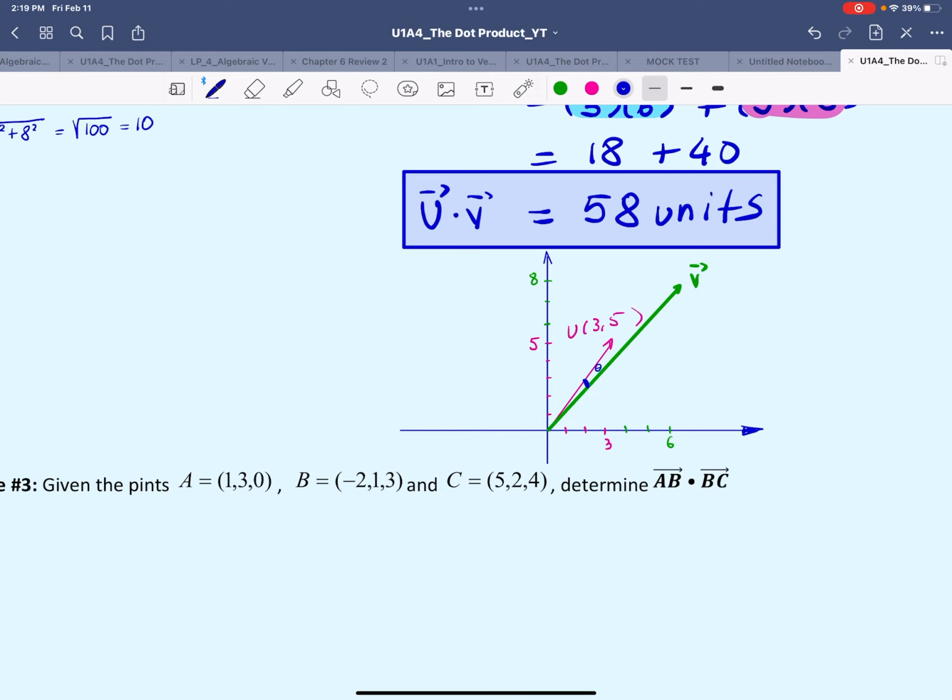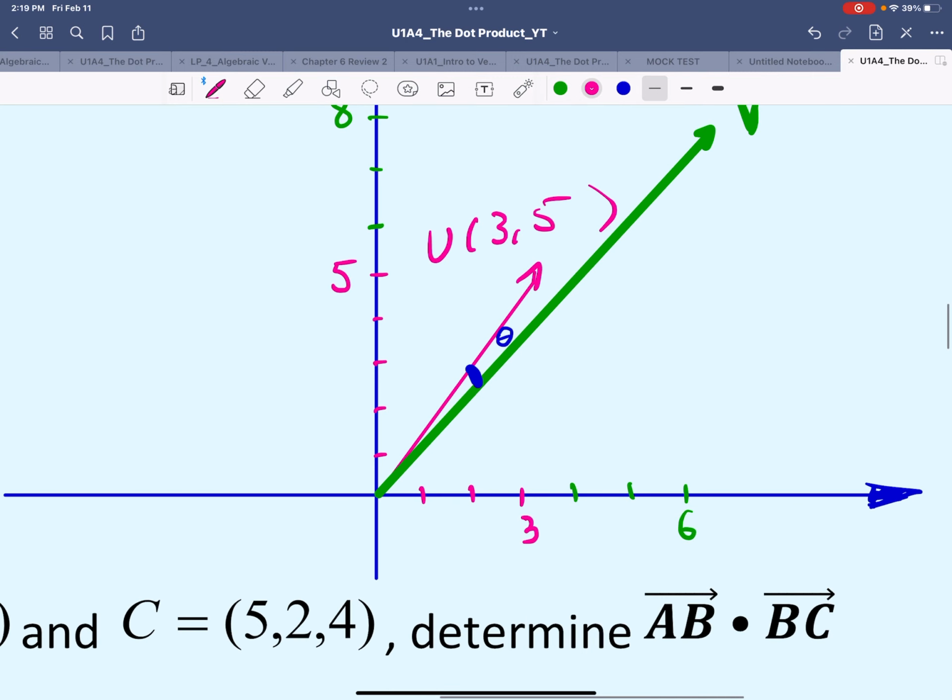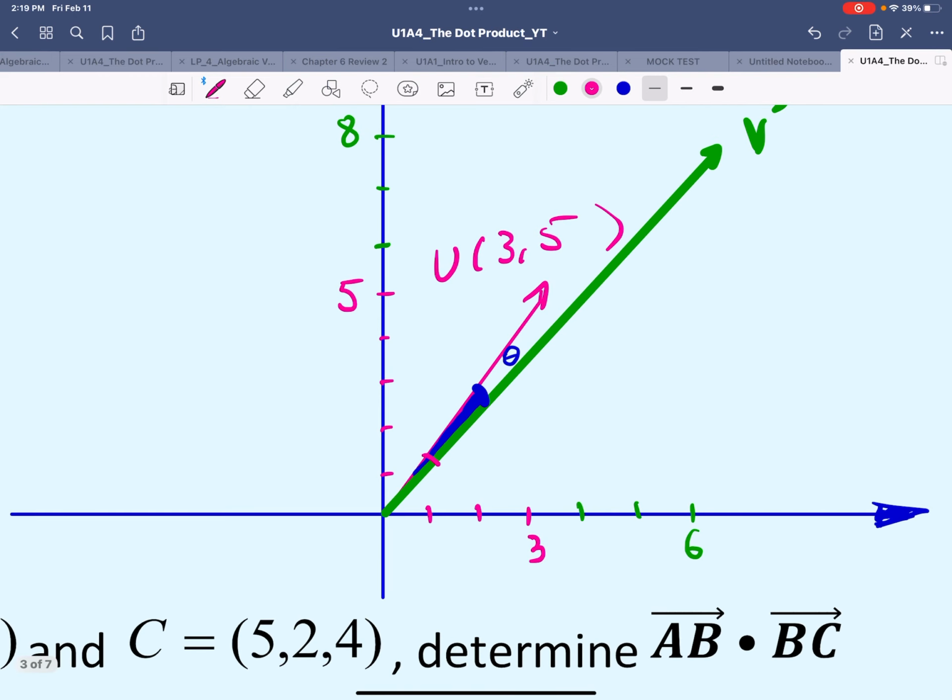In order to find angle theta, let me magnify this a bit. So in order to find the angle theta, we're going to need to know the angle that vector u makes with the positive x-axis. So in other words, we're going to need to know this angle, which for now we'll call alpha. And we'll also need to know the angle that vector v makes with the positive x-axis, which for now we'll call beta. So as you can see here, angle theta would equal angle alpha take away beta.